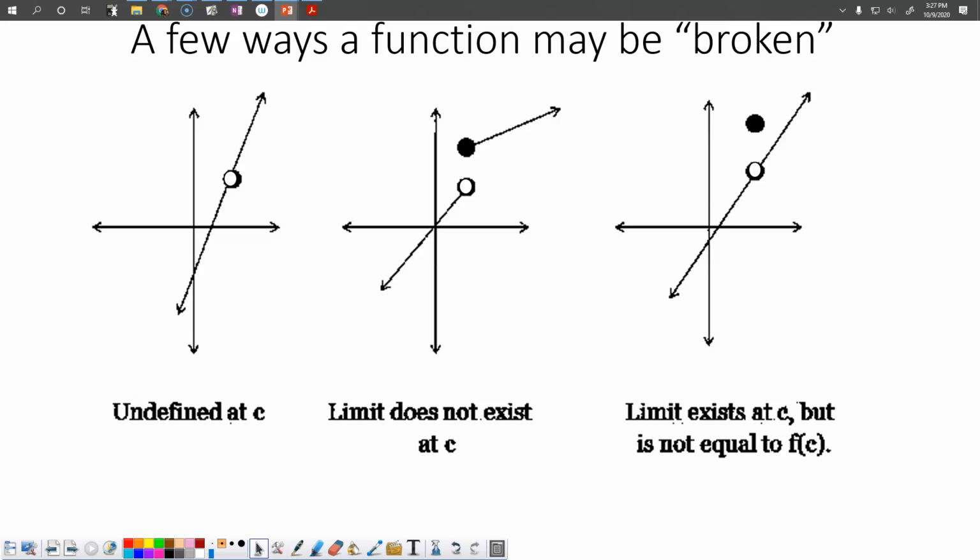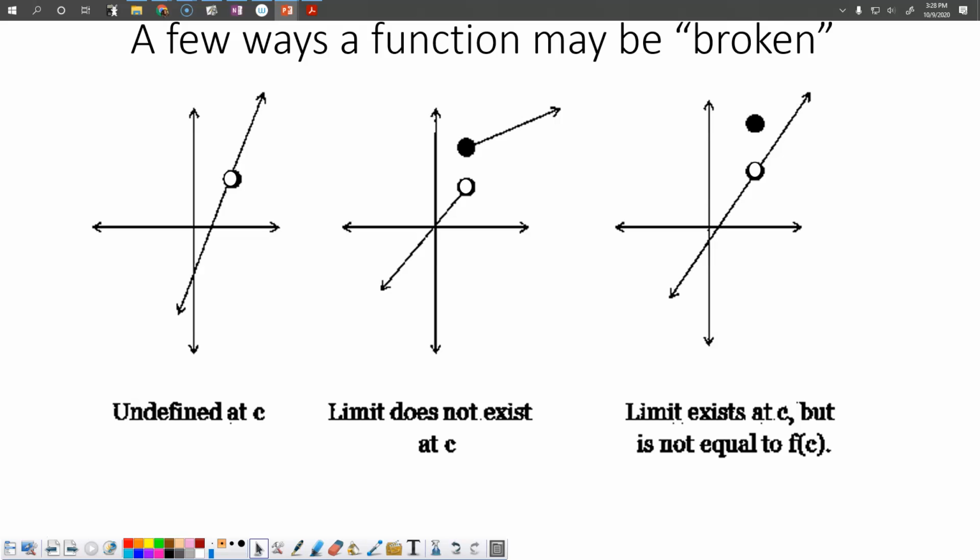Okay, so here are the 3 scenarios. Here's a few ways that a function may be broken. The function itself may not be defined at c. In other words, there's just a missing point there. There's no point present. Or, in the middle, the limit may not exist because the limit from the left and right aren't the same. If we were to approach from the left, we would get a different y value than if we were to approach from the right, at the particular x value where the points are located.